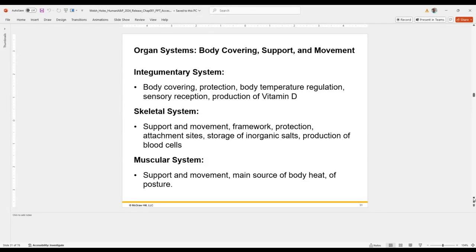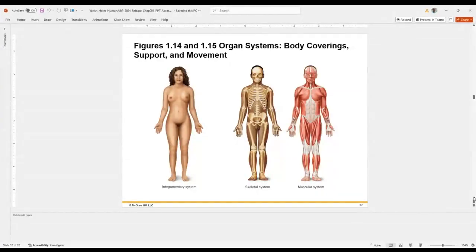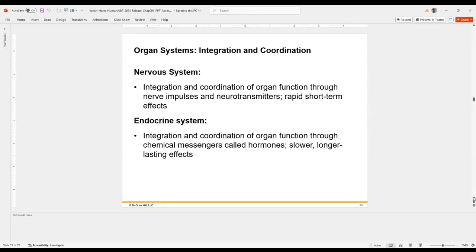The muscular system, it's for support and movement. It's the main source of body heat, of posture. So we're talking about skeletal muscles here. Okay, the nervous system, brain, spinal cord, peripheral nerves. It's for integration and coordination of organ function through nerve impulses and neurotransmitters with chemicals. Rapid short-term effects when it comes to the nervous system. And the endocrine system, it's also for coordination and integration, but it works through chemical messengers we call hormones. It's slower but longer lasting.